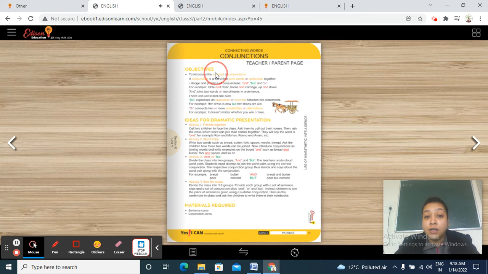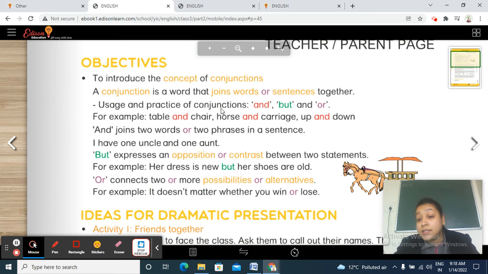A conjunction is a word that joins words or sentences. When two sentences are talking about only one thing, we can join them with the help of 'and'. But when we have two different choices and we have to select one out of them, or give the option to somebody, then we use 'or'.